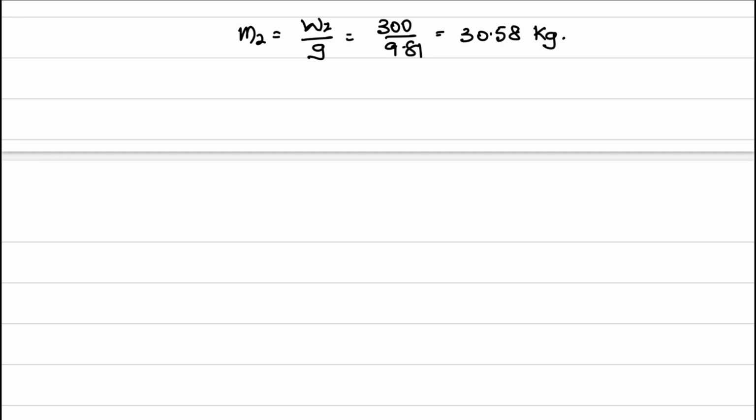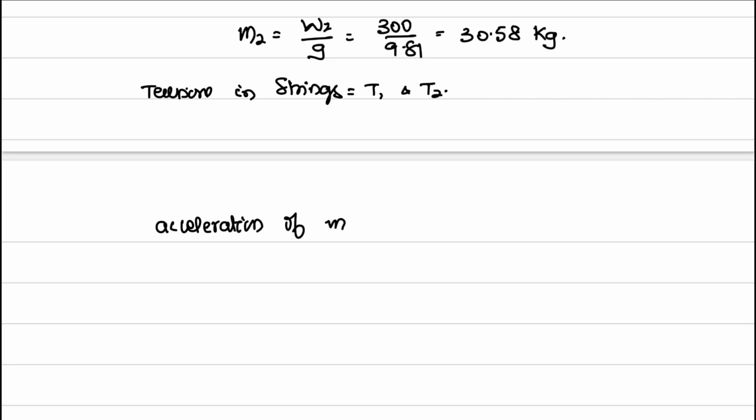Now, let us say T1, T2 we have already defined. Tensions are T1, T2, the tensions in the strings. This is what we have assumed, T1 and T2. Acceleration of masses is equal to A, let us say.